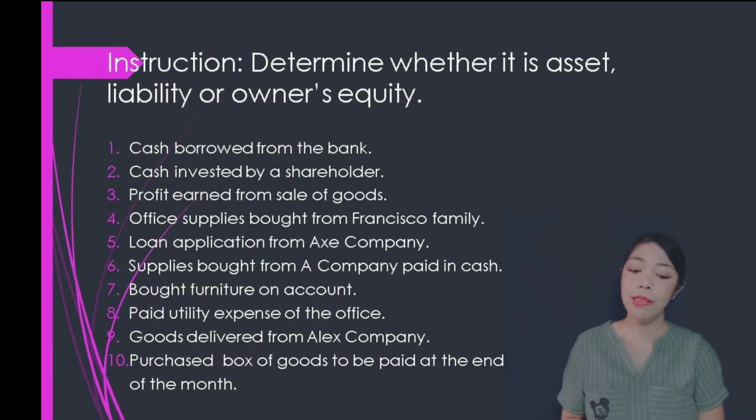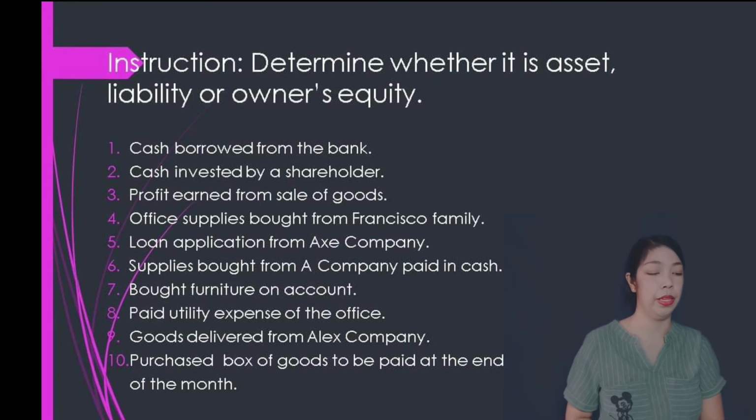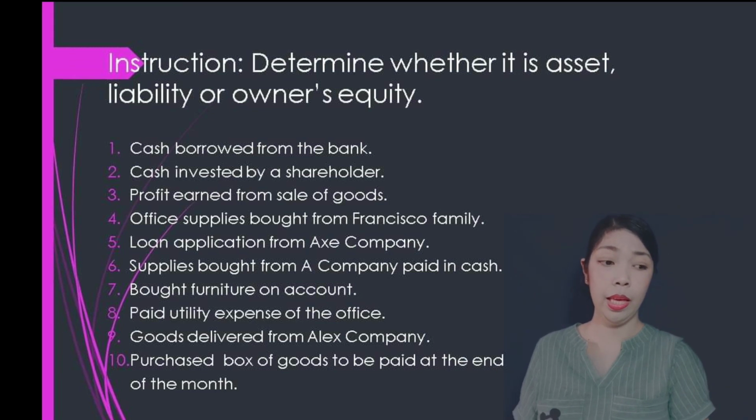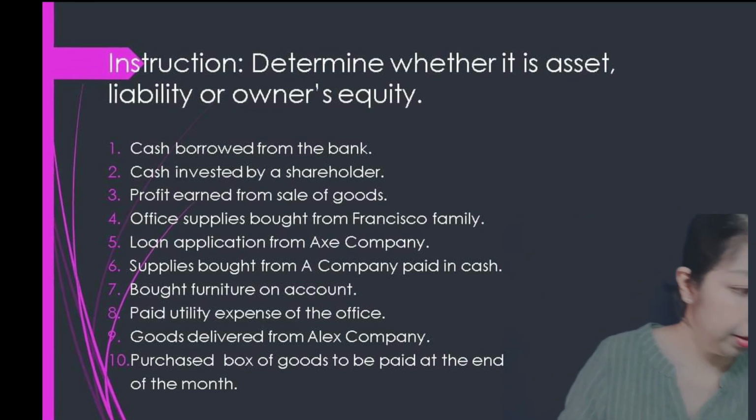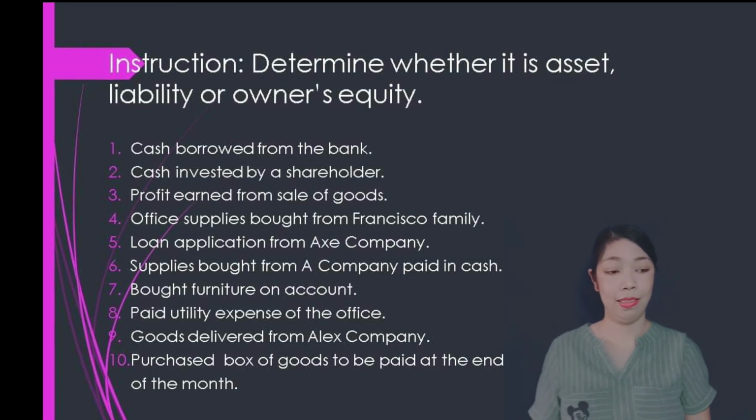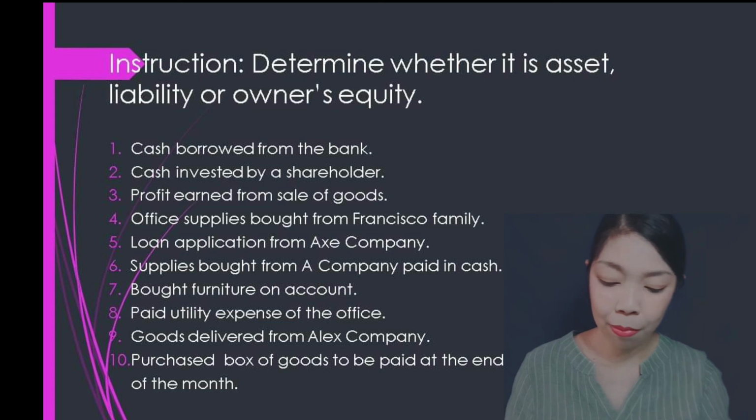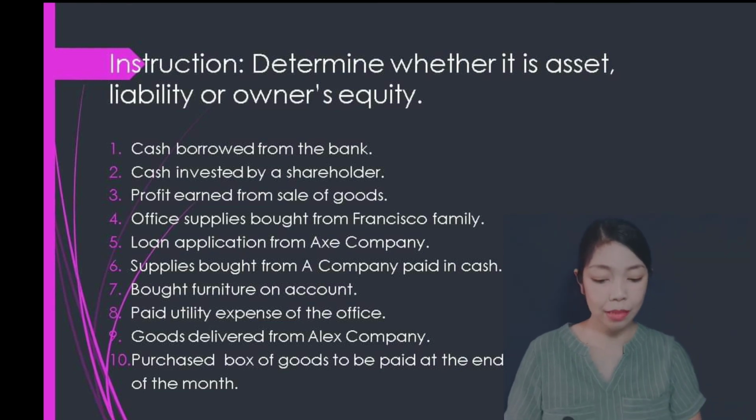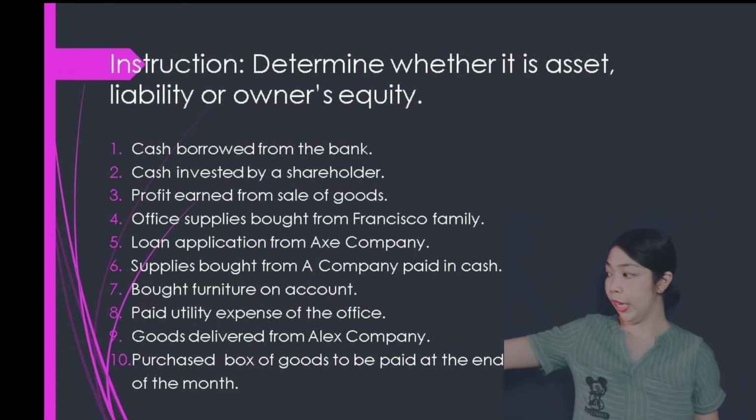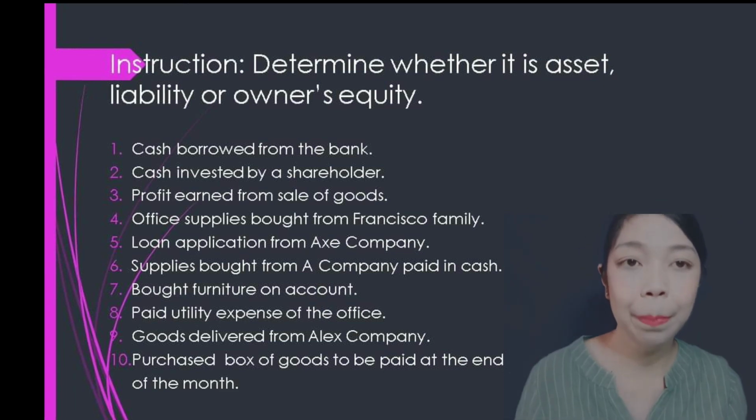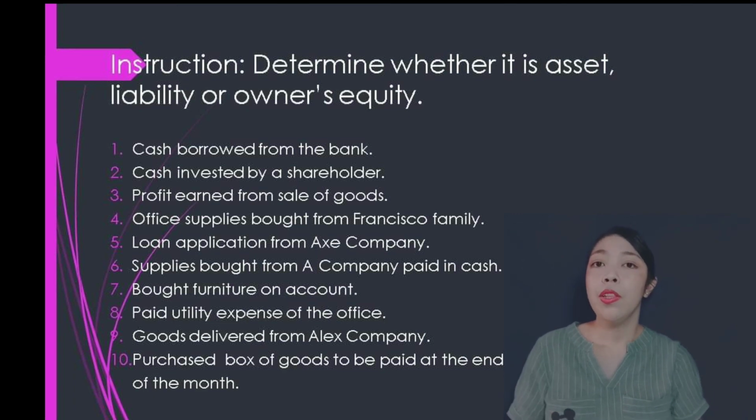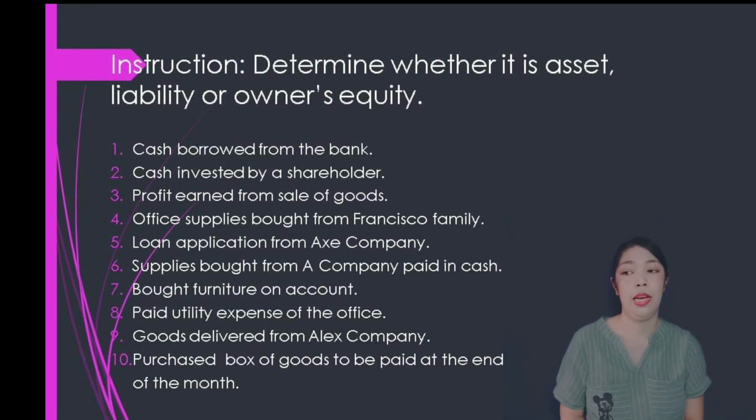Number 9, goods delivered from Alex's company. Goods delivered from Alex's company. Yes, please, Bosch. Okay, it is an asset. It is an additional to your goods. And last but not the least, purchase packs of goods to be paid at the end of the month. Yes, Ray. It is a liability because the clue is to be paid at the end of the month. Do you have any question, class?